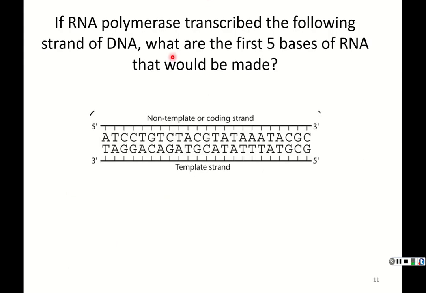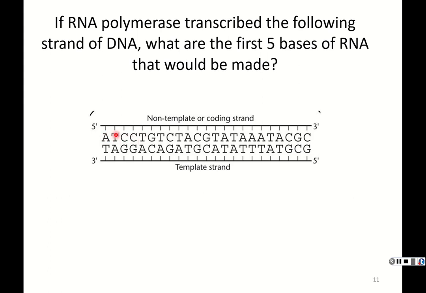Okay, so if RNA polymerase transcribed the following strand of DNA, what are the first 5 bases of RNA that would be made? Remember, try to think about this. We have our non-template or coding strand and our template strand. The RNA is going to be made to be complementary to the template strand, which will mean it looks very much like the coding strand. So the first 5 bases here are going to be these first 5. It would be A, U, C, C, U.